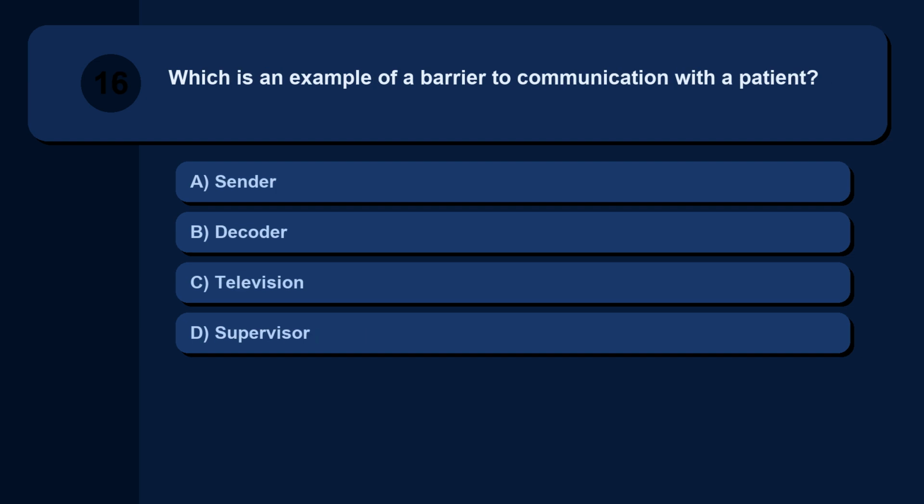Question 16. Which is an example of a barrier to communication with a patient? Sender, decoder, television, supervisor. A television can act as a barrier to communication because it creates noise and distractions, preventing effective dialogue between the healthcare provider and the patient.